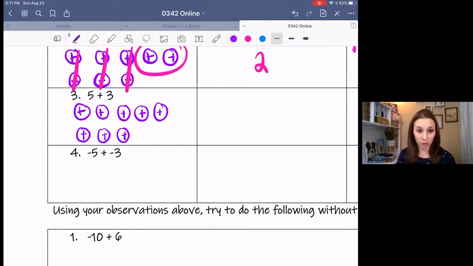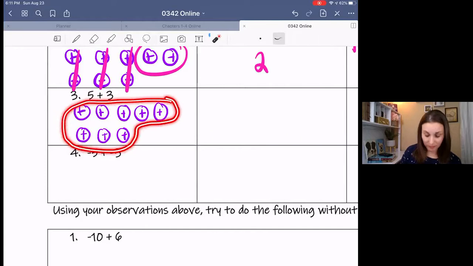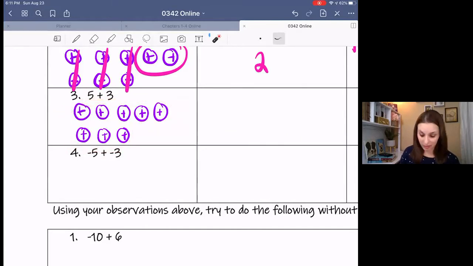No, they don't. Even though these are stacked, that doesn't mean that they pop. You have to pay attention to the signs in those bubbles. They're both positive, so they are not inverses, which means they don't pop. Which means we're left with 8 positive bubbles. Nothing went away.